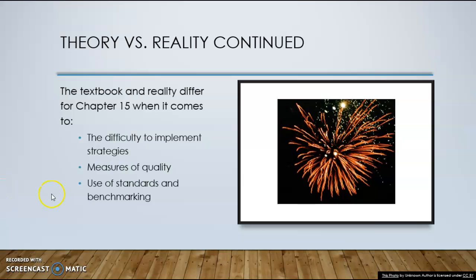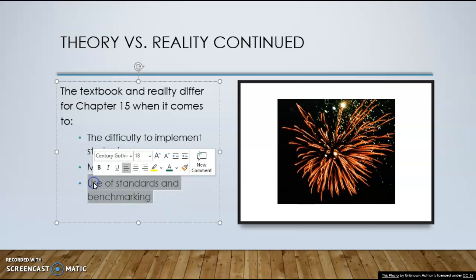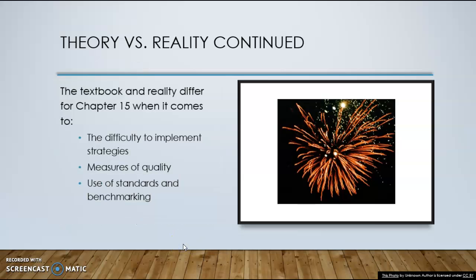Next, for chapter 15, where theory and reality differ, is the difficulty to implement strategies, measures of quality, and use of standards and benchmarking. Now, the use of standards and benchmarking is actually very similar. I put it there because in reality, this is something that's used a lot. Companies always want to know where they stand according to competitors or compared to industry standards. Measures of quality is something that we often forget to do.